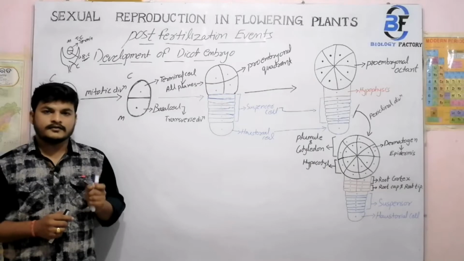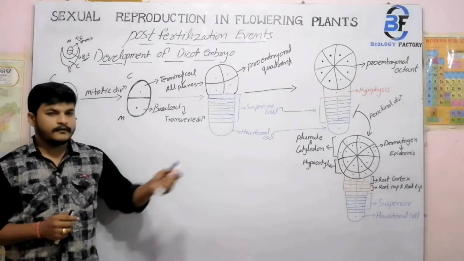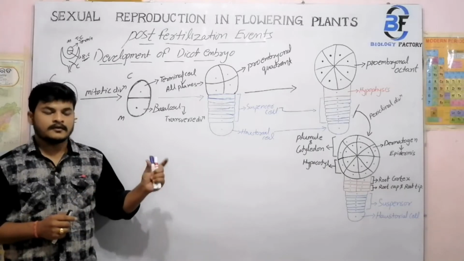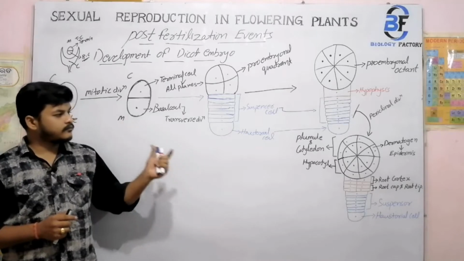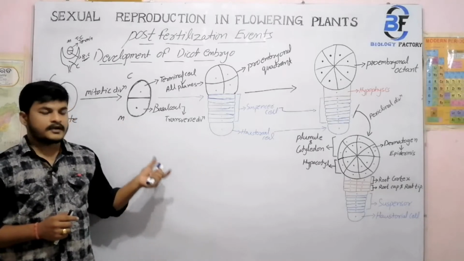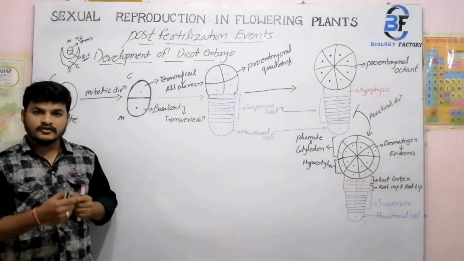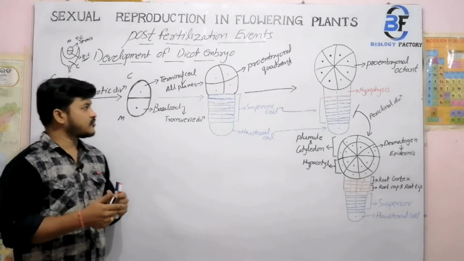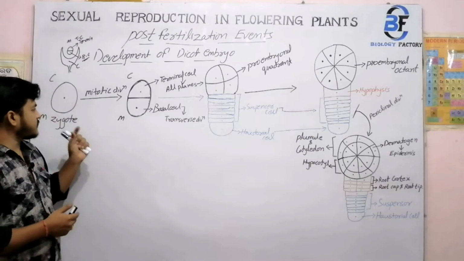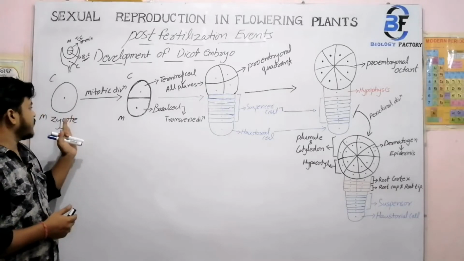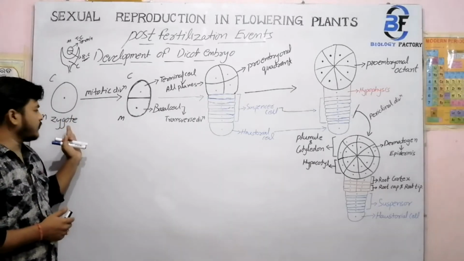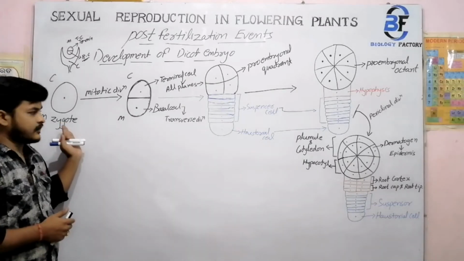Session, we are just continuing with our previous class's diagrams. But before going to other diagrams, let me recap all the things we already studied in our previous classes. In the previous class we saw that in the development of the dicot embryo, the first stage is the zygote.